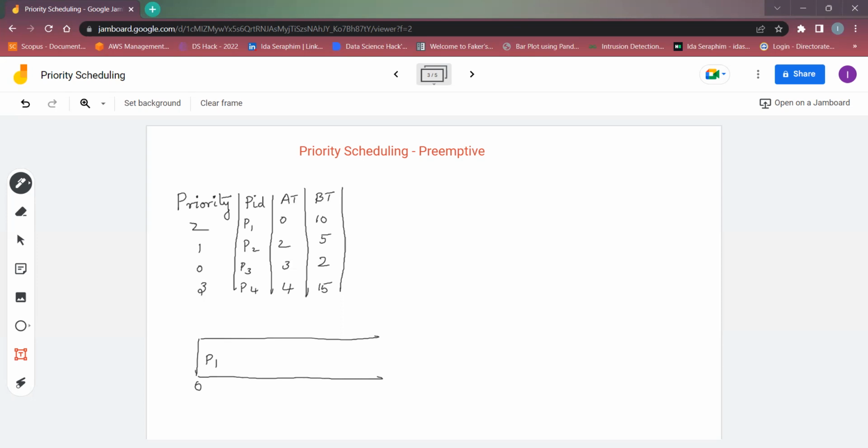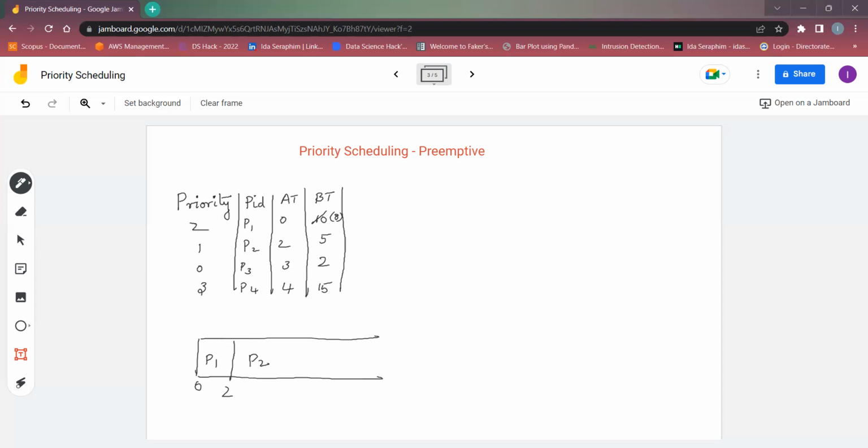As you see here, P1 has completed 2 milliseconds, so 8 milliseconds are left. Now P2 has the highest priority, so P2 takes the CPU. P2 starts its execution.